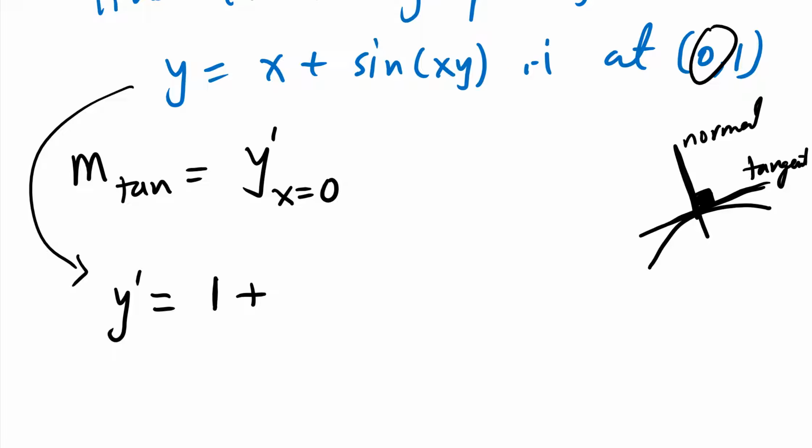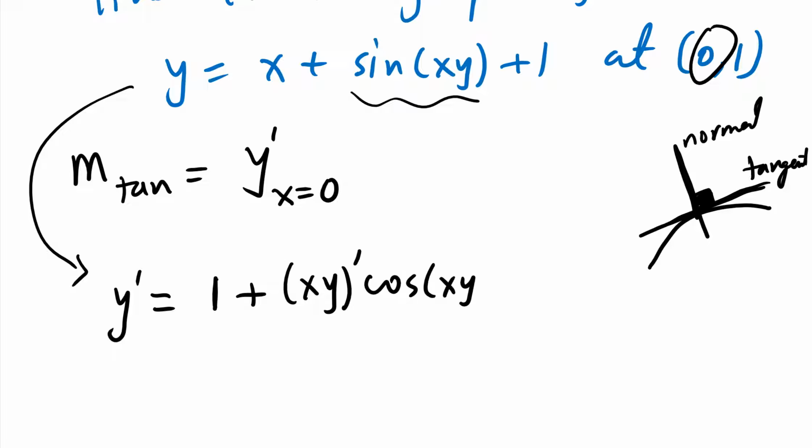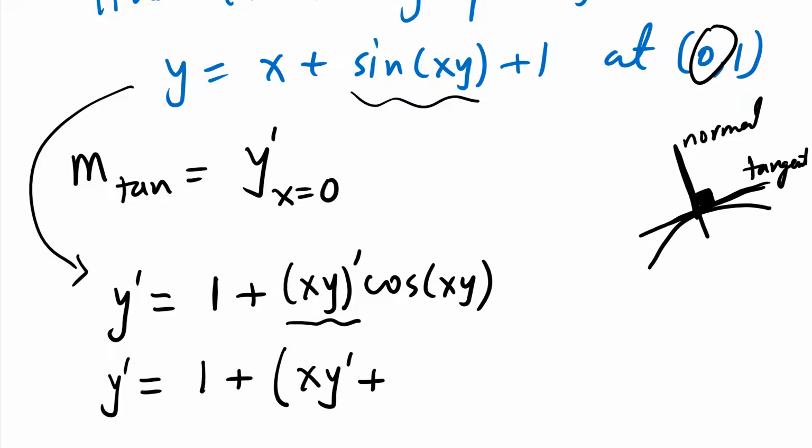Y prime is 1 plus, actually we don't need the plus 1 here. No, we need it, sorry, we need it. Y prime is 1 plus, what's the derivative of this? It is the derivative of xy times cosine xy plus 0. So it's not done. Here we use the product rule: x y prime plus 1 times y, cosine xy.